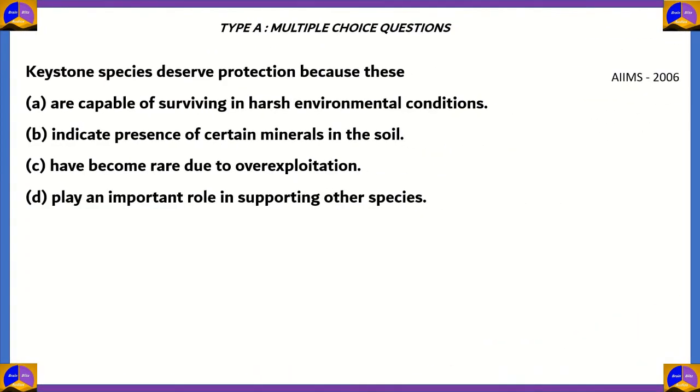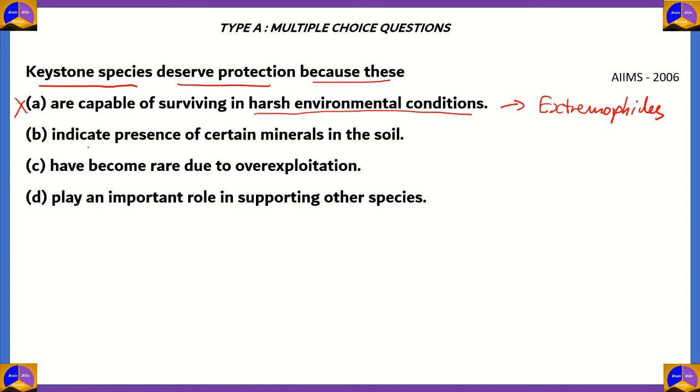Let's look at the next question. Keystone species deserve protection because these species are, and you have the 4 options here. So which of these is the correct option? If you look at option A, it says are capable of surviving in harsh environmental conditions. This is the definition that we give for extremophiles, organisms which live in extreme habitats. So therefore option A is incorrect.